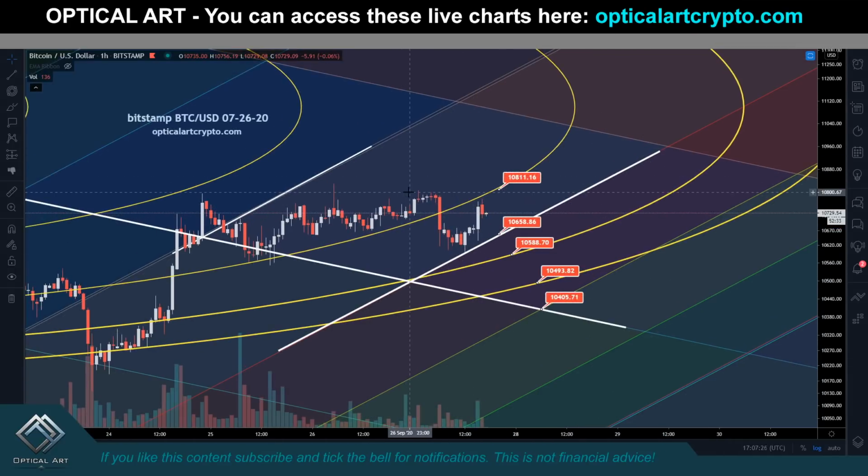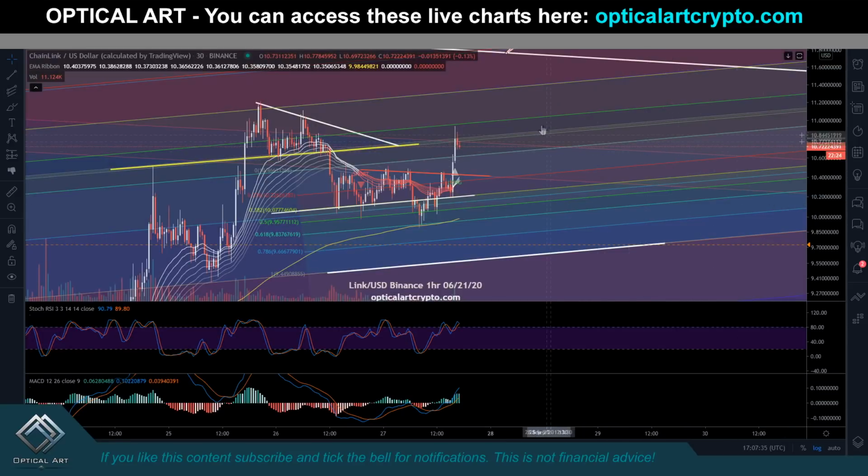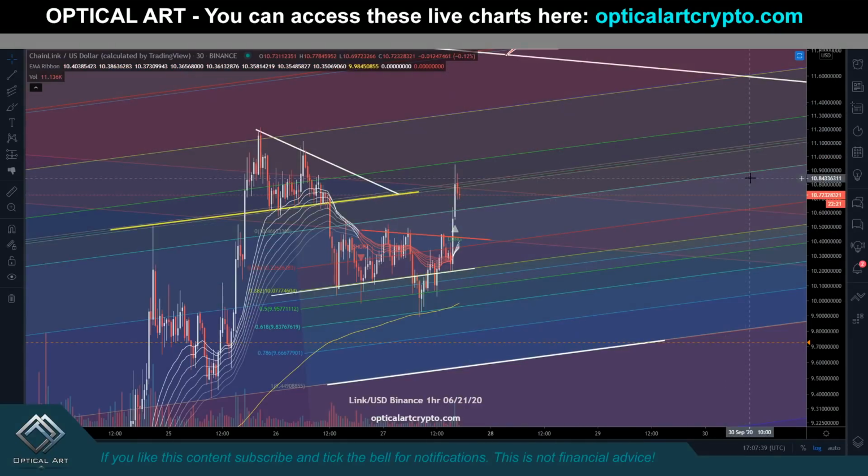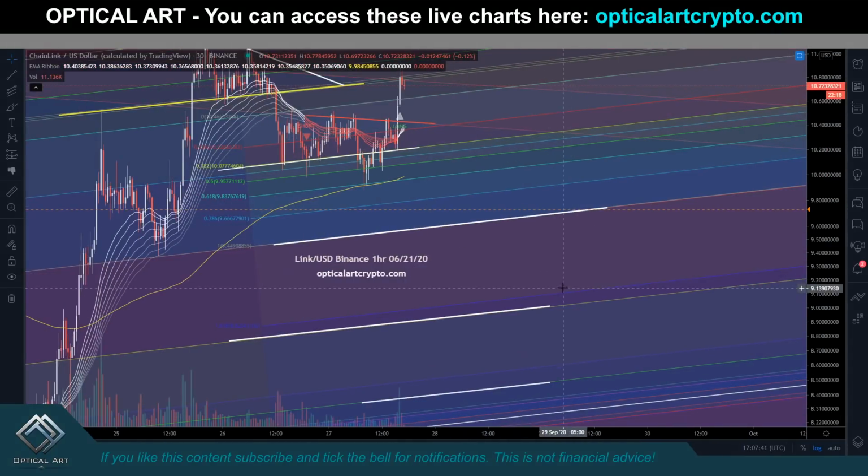This just happens to be one chart. I have plenty of different charts for different exchanges. This is the BTC USD 726.20. This is the Chainlink chart, guys. So I'm going to show you this chart, how to play this. I'm going to be buying right here, guys.